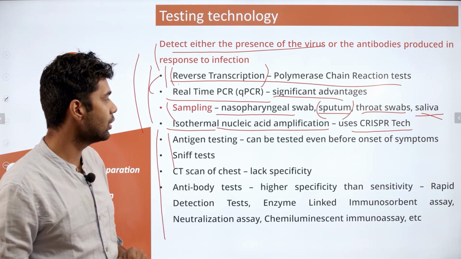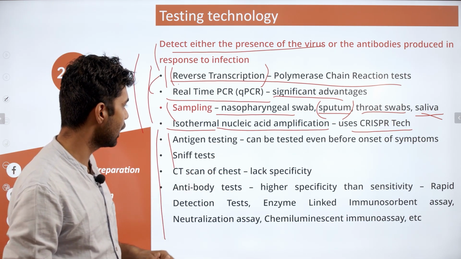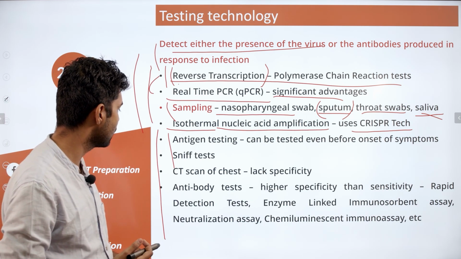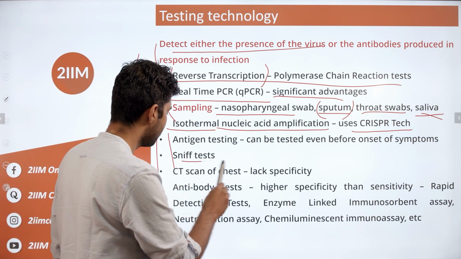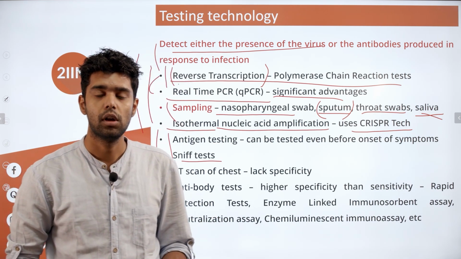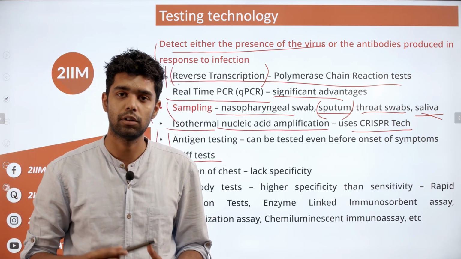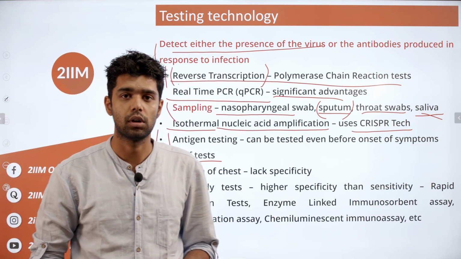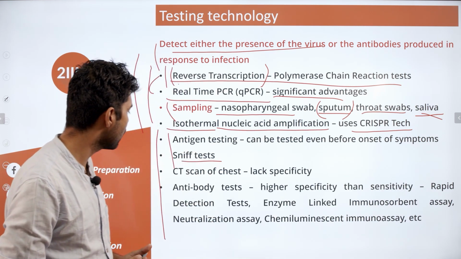So antigen testing, you can test it even before the onset of symptoms. So that is one thing that you can do. You also have the sniff test. The sniff test basically means you objectively try to determine if the person is able to smell or not, because loss of smell is a major symptom of COVID-19. So you could do that.